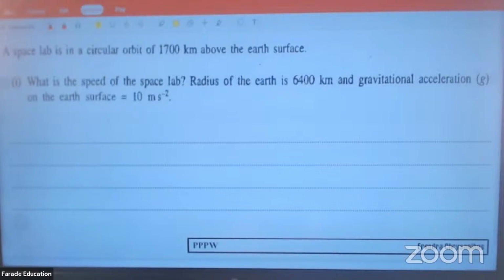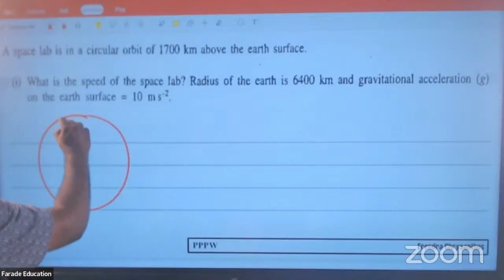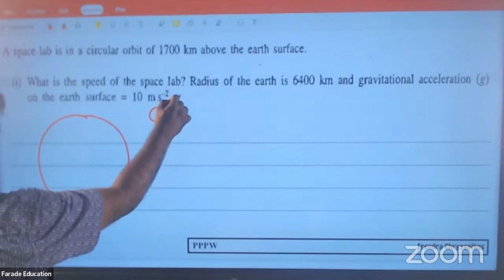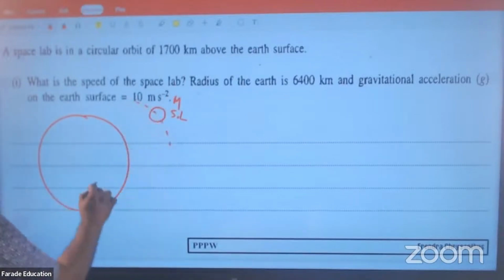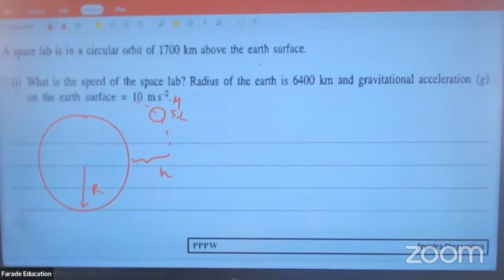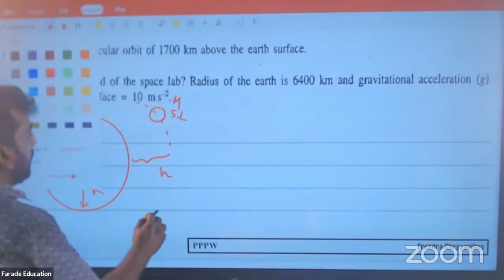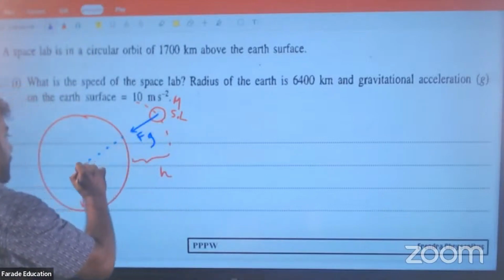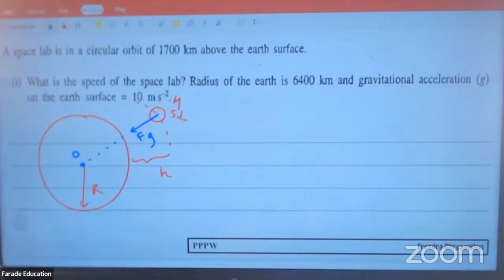Look at it carefully. What is the speed of the space lab? Radius of the Earth 6,400 kilometers. Gravitational acceleration on the Earth's surface is 10. So here the space lab is here. Mass of the space lab is there. Radius of the Earth is R. Height is H. Somebody is providing centripetal force. Who is providing centripetal force? Gravity is providing centripetal force.